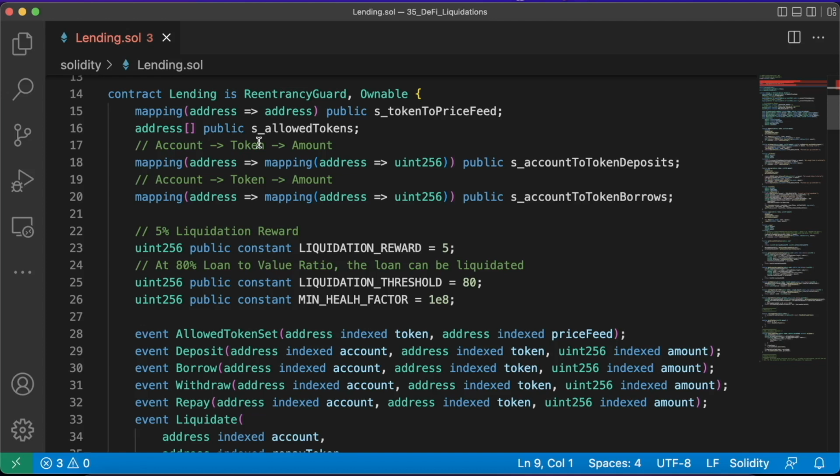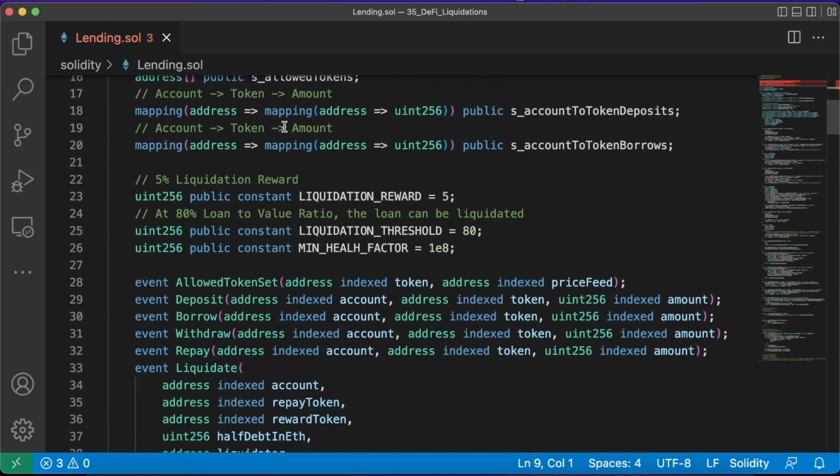Then we have a series of state variables. What we are managing here is basically allowing us to map what tokens are allowed in our platform, and then we map the address of those tokens through this mapping to their specific price feed, or the mock oracle that will contain the price of that specific token. So these are these two. The array is the allowed tokens, and this is to map each token to its specific price feed.